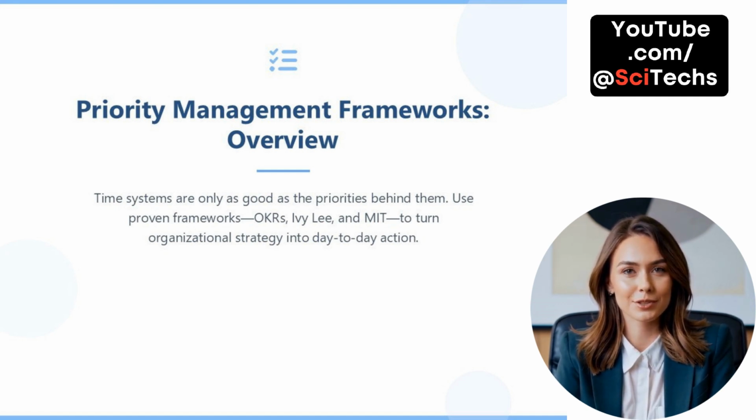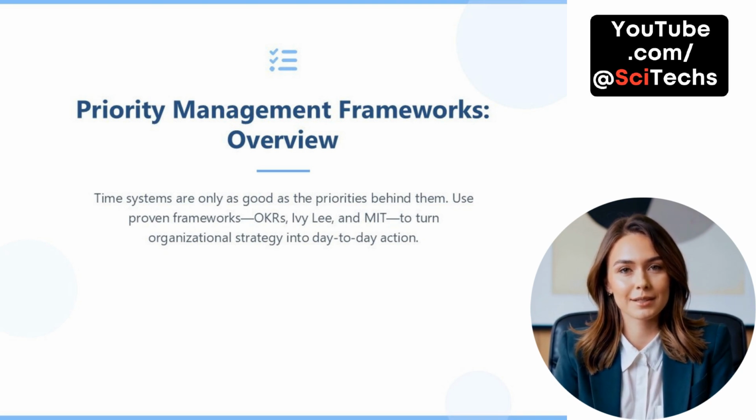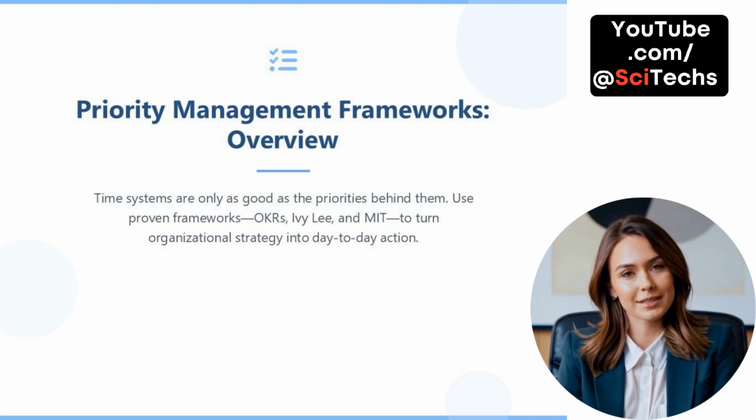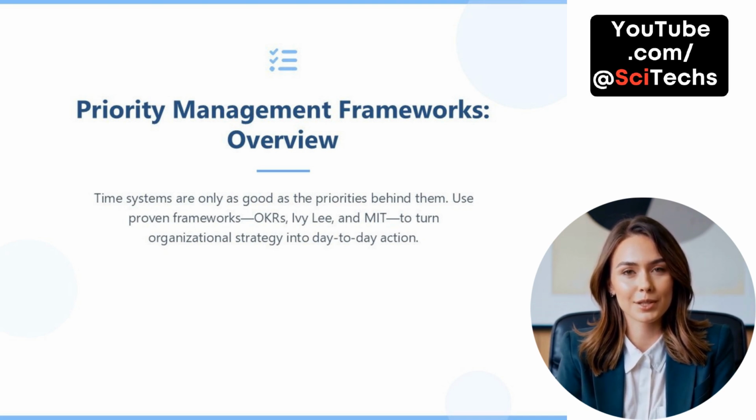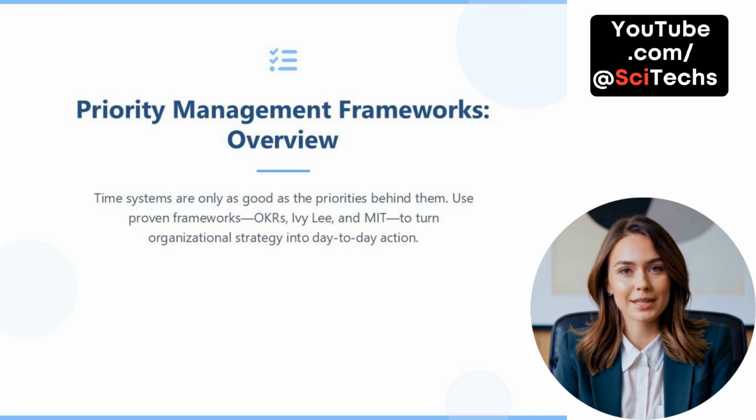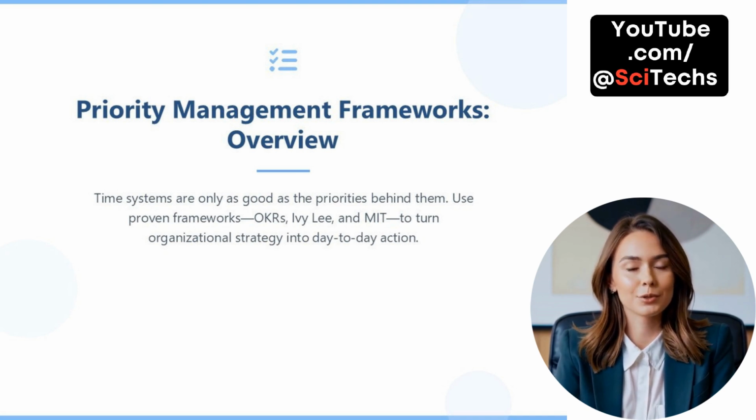OKRs help connect individual work to team and company objectives using measurable results. The Ivy Lee method promotes focused daily execution by listing and ranking 6 critical tasks. And the MIT strategy distills everything down to one priority that must be completed first. These tools aren't about adding complexity, they're about providing focus. With clear priorities driving your schedule, you gain direction, accountability, and real traction on what matters most.